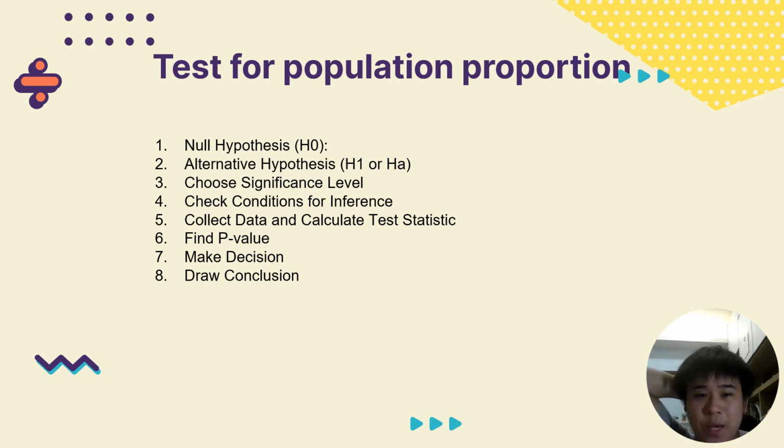Now, the next step will be checking conditions. For conducting a test for population proportion, it basically includes random sampling. This ensures that the sample is obtained through a random sampling method. We mentioned that before. Also, independence. Individual observations in the sample should be independent of each other. For proportions, this basically means that the sample size should be less than 10% of the population size. I mentioned that before with the Oreo example.